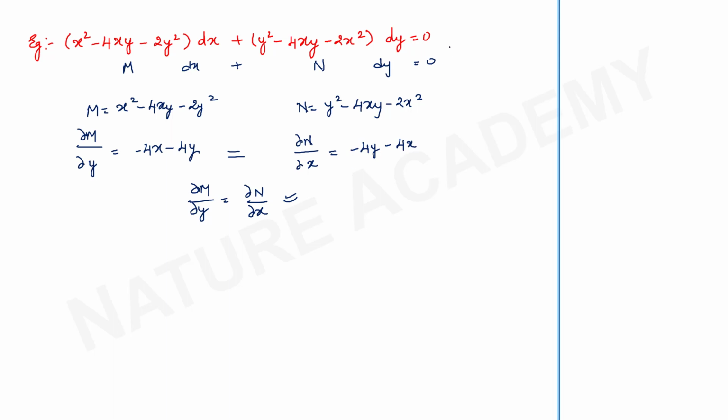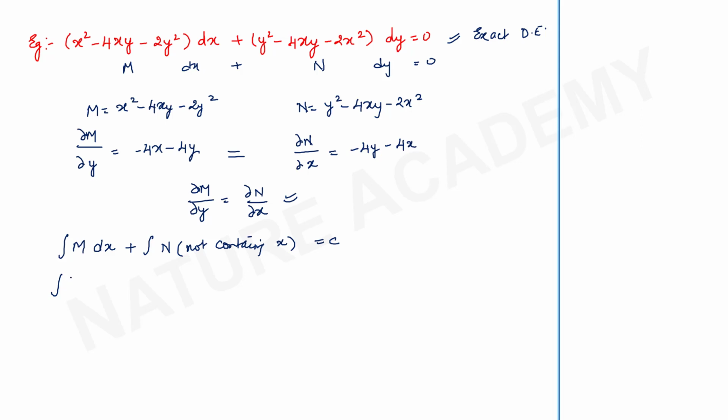Therefore, the given equation is an exact differential equation. Now proceed with the final step. For the final step, what do we have to do? We have to integrate the first term M with respect to x, keeping y constant. For the second term, we have to integrate N. Only those terms we have to consider which don't contain x.